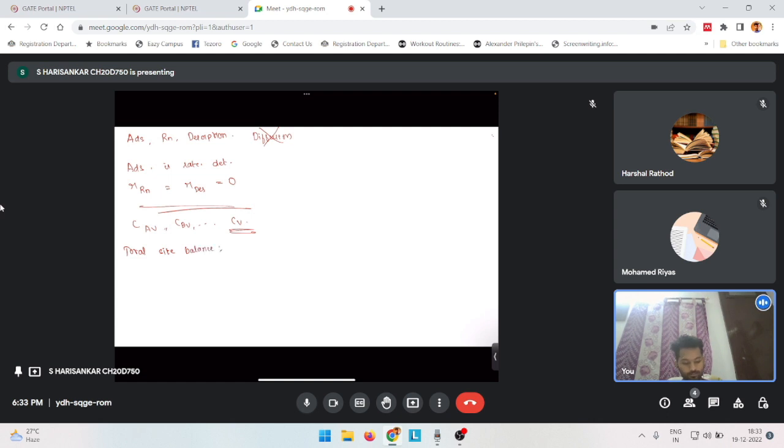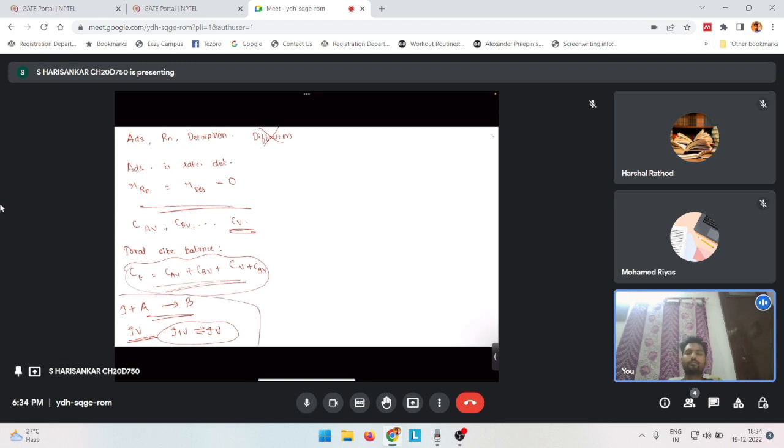The total site balance will be C total is equal to CAV plus CBV plus C vacant. Now this is just for this very simple reaction A giving B, right? So this will be the site balance for that. And let's say if you have something like an inert as well with A, and the inert is also getting adsorbed like this, I plus V giving IV. If it is also getting adsorbed, then you'll have a term CIV as well. Okay, so this is the total site balance.